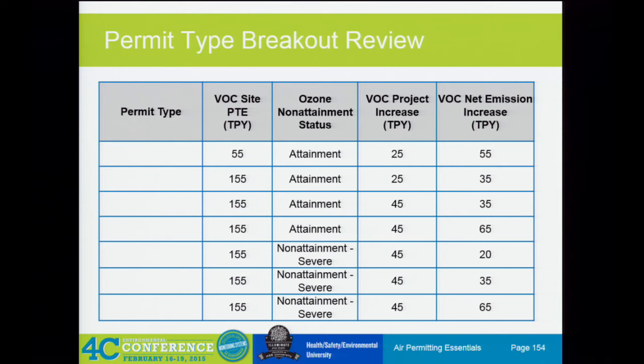Correct, non-attainment in Title V. That's because these two are both above 25 tons per year. What about the last one? Trick question. It's just non-attainment in Title V.